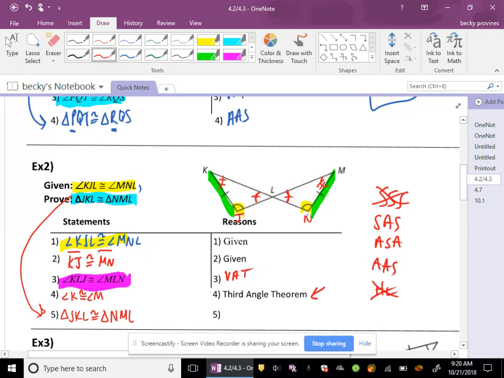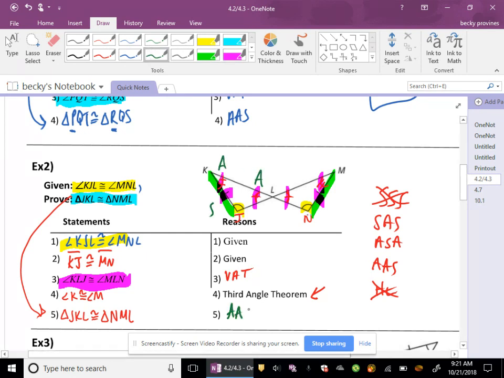So since they made us do step 4, I'm going to guess that let's just use K and M. So I'm going to use K and M. And so if this is the case, I could use this information here and do angle, angle, side.